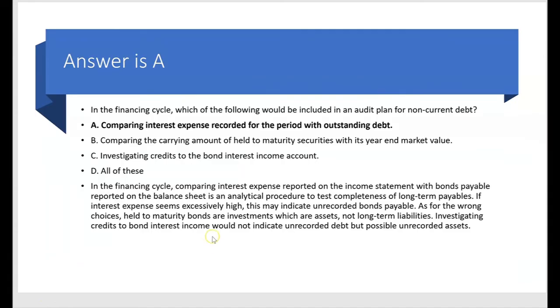In a financing cycle, comparing interest expense reported on the income statement with bonds payable on the balance sheet, that's an analytical procedure to test completeness of long-term payables. Because if interest expense seems excessively high, this might indicate unrecorded bonds payable.